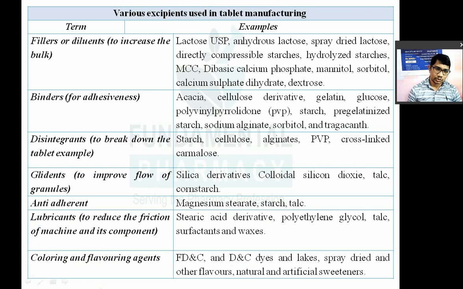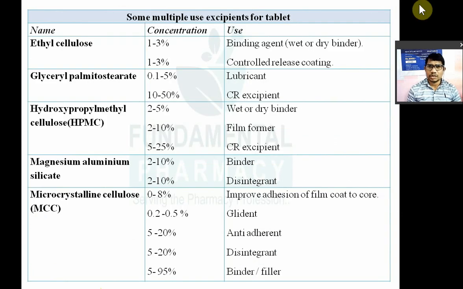We are going to see everything: AFDC dyes and so on. Some multiple use excipients in the tablet. First example is ethyl cellulose. Ethyl cellulose is a derivative, and it is used at 1 to 3% as a binding agent for wet or dry granulation.